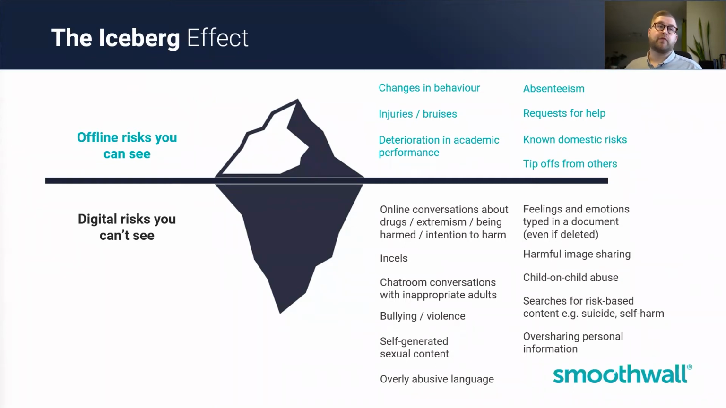Over on the right, we've got feelings and emotions typed in a document, even if they delete that document. We still see a lot of children typing in Word documents. Maybe it's a journal, a diary, maybe it's just them venting in Word. They don't ever save this or share this. They might just delete it, but it's an outlet for their emotions that you wouldn't ordinarily see. We talk about harmful image sharing, which leads into that self-generated sexual content. Child-on-child abuse, we've covered that, but there's a lot of that going on.